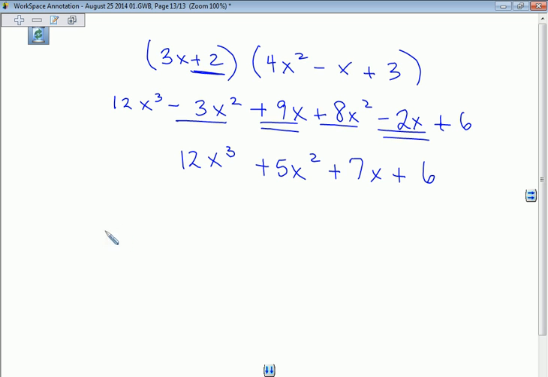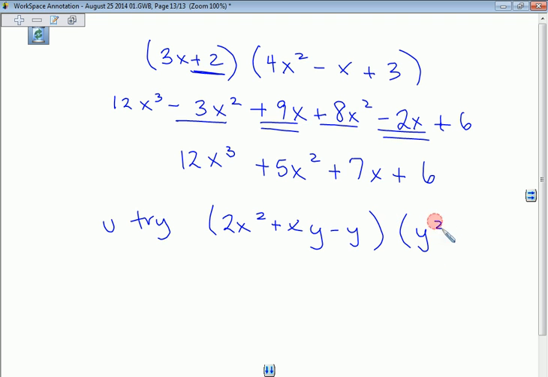Okay, so I'm going to give you one to try, and keep in mind what I said. I always take the polynomial with the fewest terms and distribute it through the other. Okay, so 2x squared plus xy minus y times y squared plus 3x.